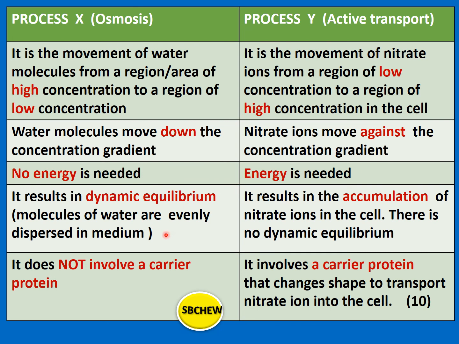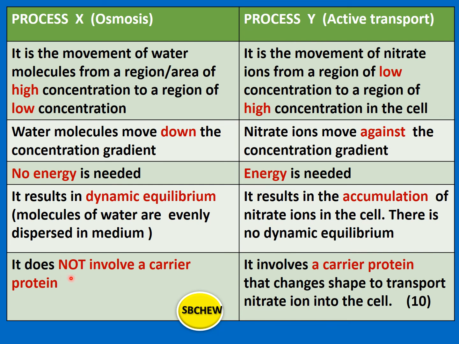And what does it result in? For osmosis, it results in the dynamic equilibrium where molecules of water are evenly dispersed in the medium. For process Y, it results in accumulation of the nitrate ions in the cell because the nitrate ions are taken in, even though the cell has a lot of the ions already. Okay, so there's an accumulation of the nitrate ions and there's no dynamic equilibrium.